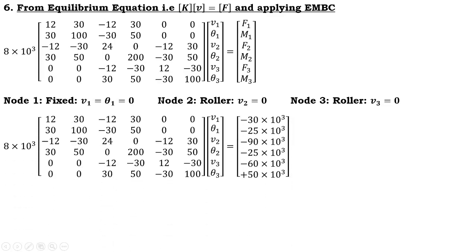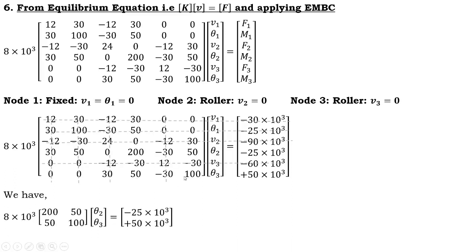So substituting the values of F1, M1 here, all the force matrix values are substituted. Now I'll do the elimination. So this is my elimination: first row first column, second row second column, third row third column, and fifth row fifth column. So these are the rows and columns I eliminated. After elimination, I am left with 8 into 10 to the power of 3 outside as it is, 250, 50 and 100.